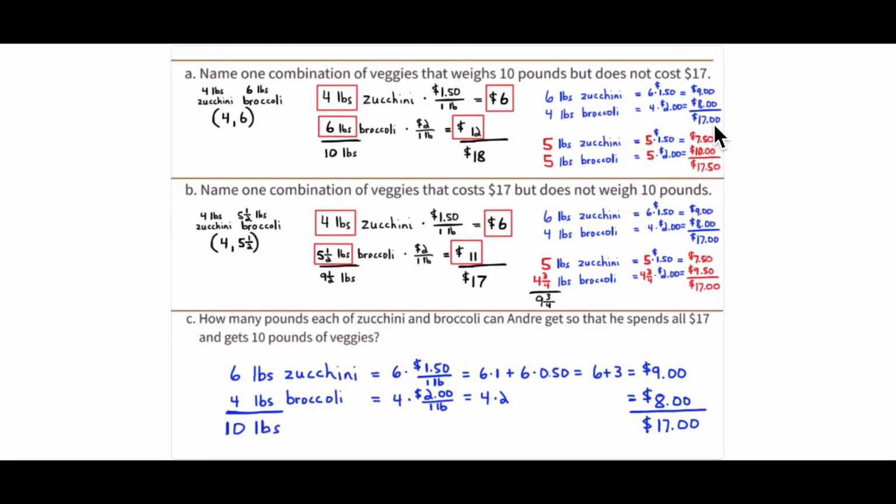So this is an increase of 50 cents, an increase of 50 cents. So that 50 cents is 1/4 of a pound. Decrease of 1/4 of a pound. So that gap is increasing by 1/4 of a pound each time, keeping the cost the same, $17. And here the total weight is 10 pounds and the total cost is $17.